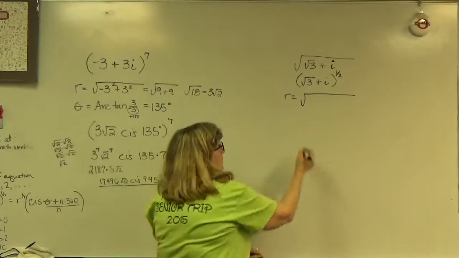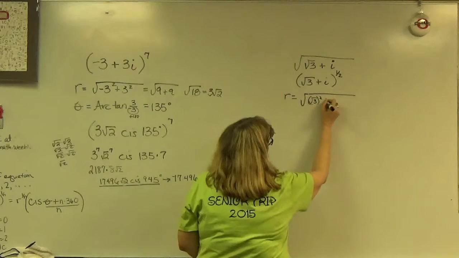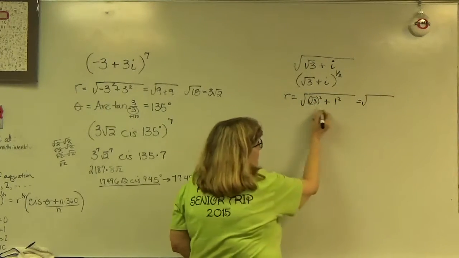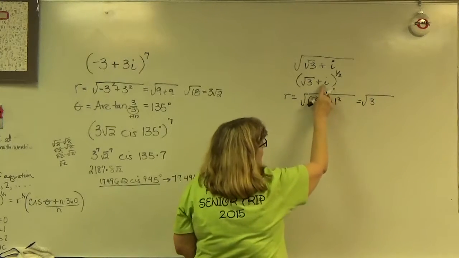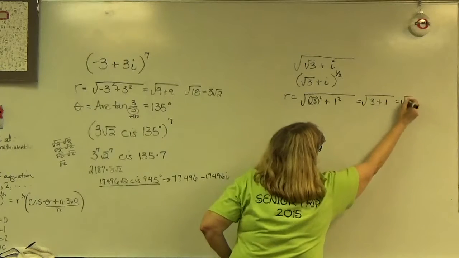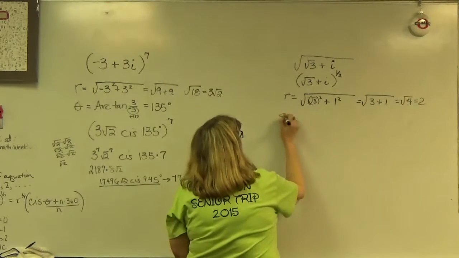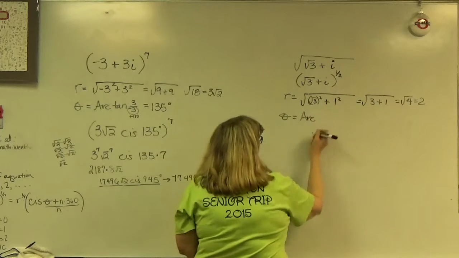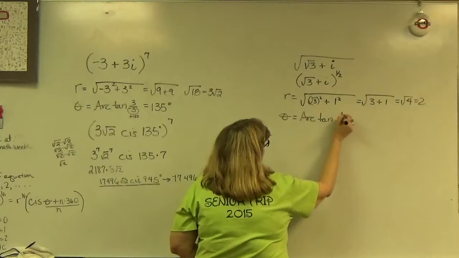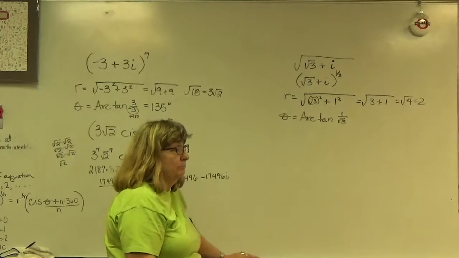Okay, so Tara, what's our a squared? Square root of 3 squared would be what? 3. And then the b is 1, so 1 squared is 1. So we end up with 2. Okay, theta, arctangent of 1 over the square root of 3, so you need to tell me what you get.